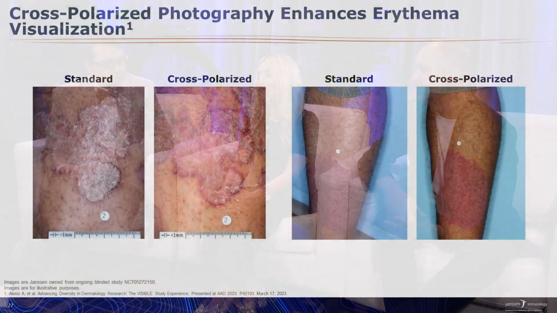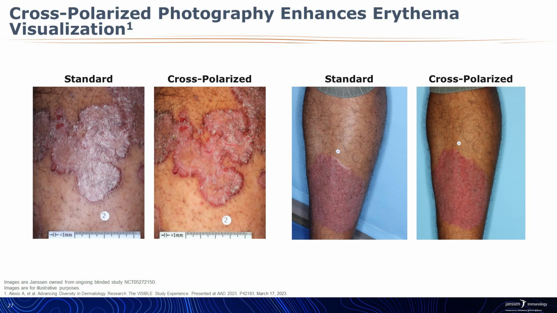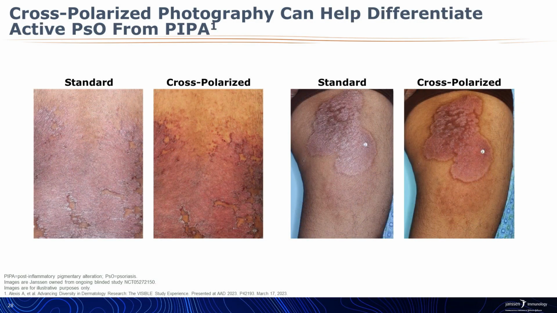Yeah, so it's fascinating. What about cross-polarized photography? How can that help us with making a diagnosis easier? When you use cross-polarized photography, this is a tool that helps us evaluate erythema. And you can see from these photographs on the slides that this type of photography enhances erythema visualization. So this cross-polarized photography helps us differentiate, in a nutshell, active psoriasis from post-inflammatory pigmentary alteration from psoriasis, and that's where it's very, very helpful.